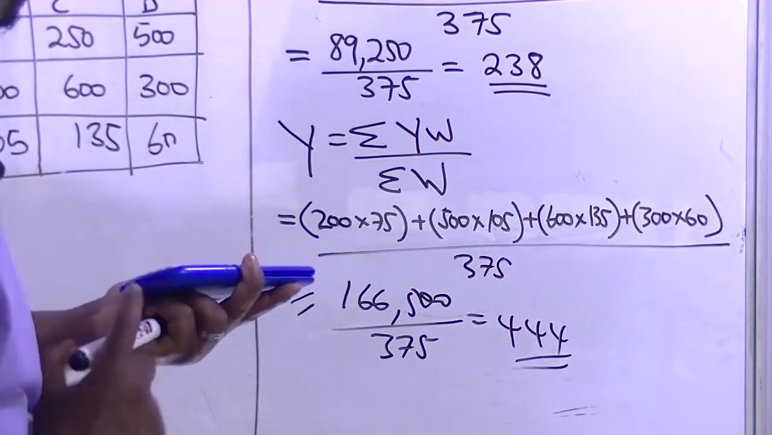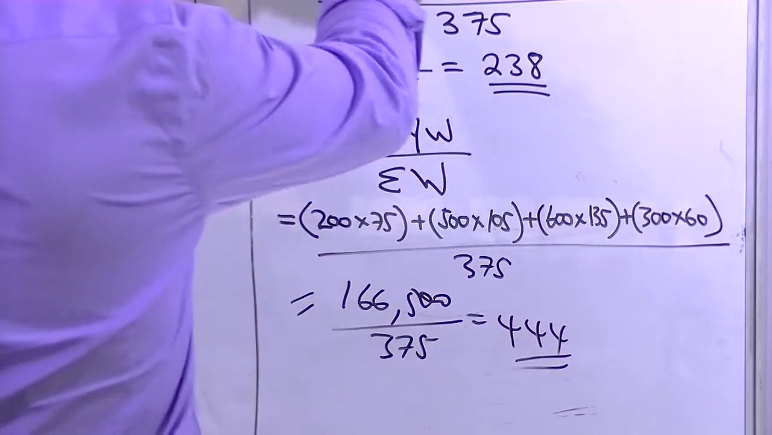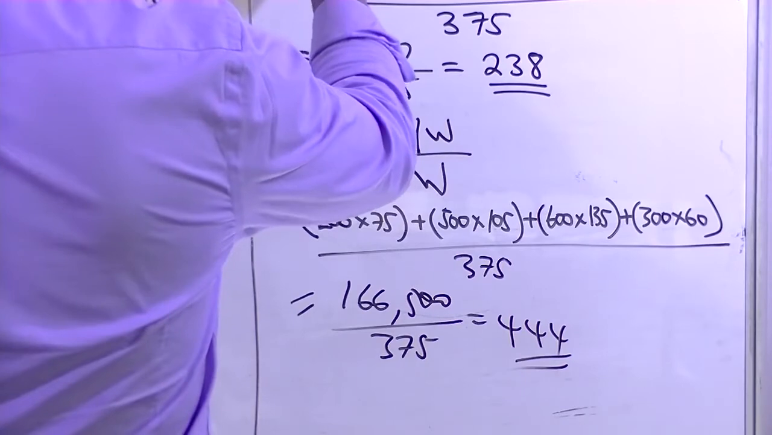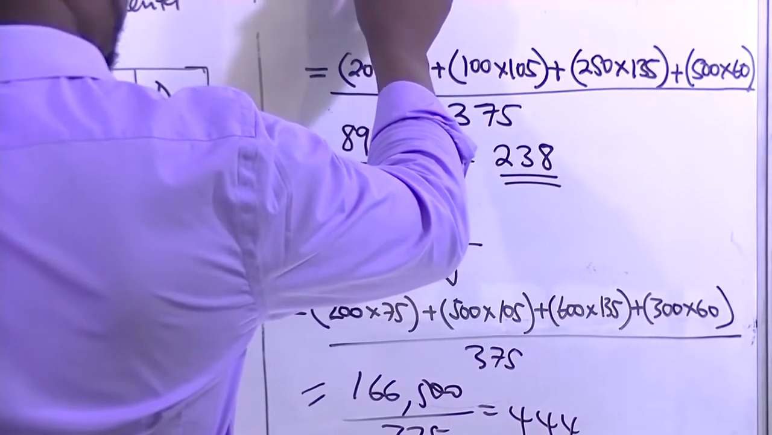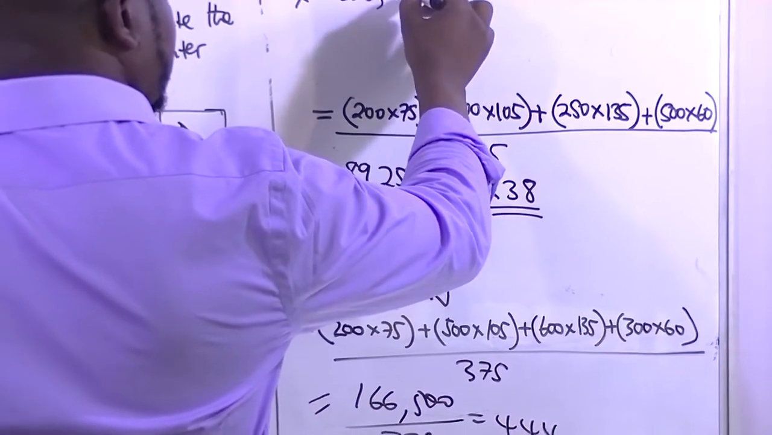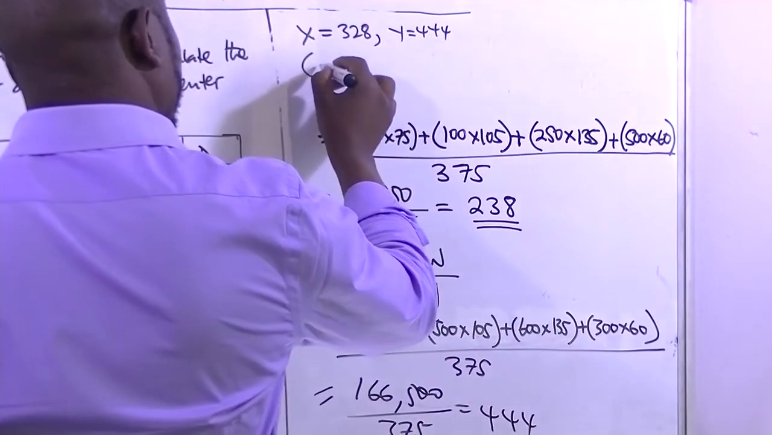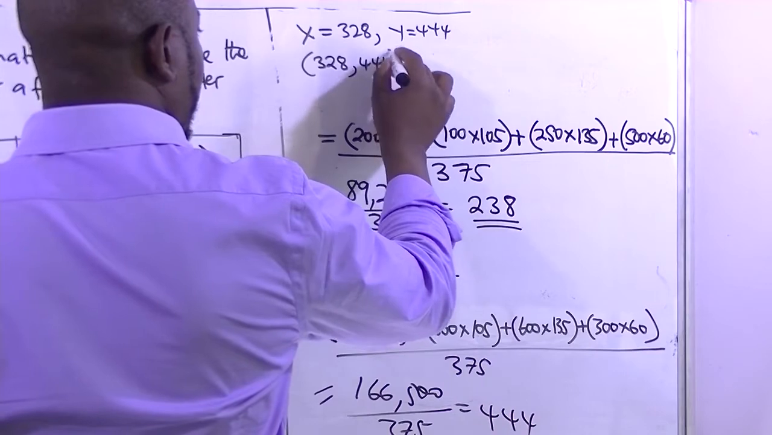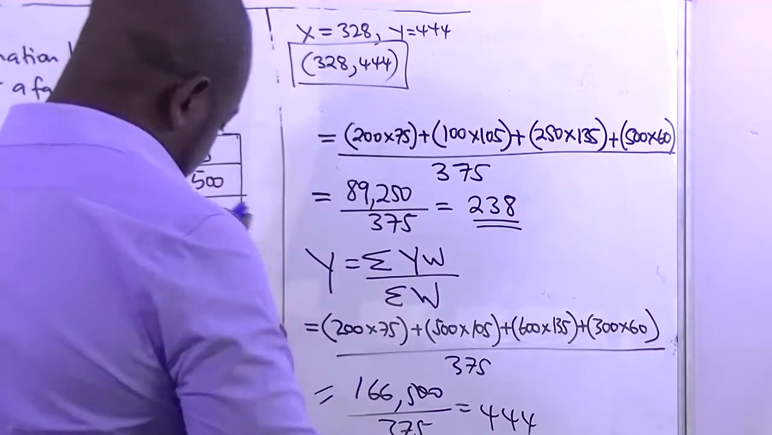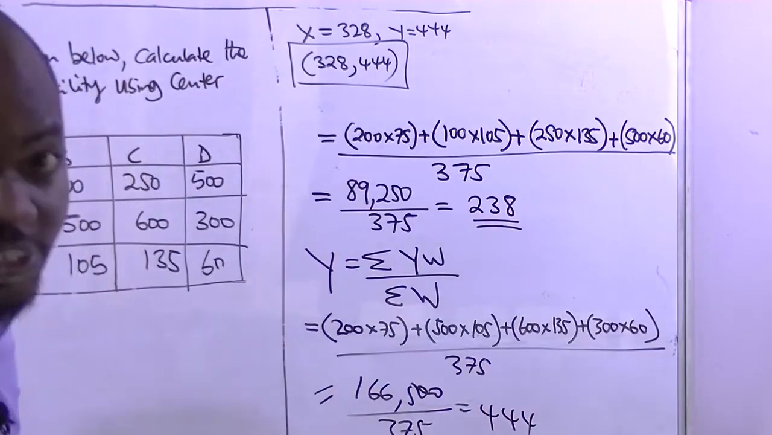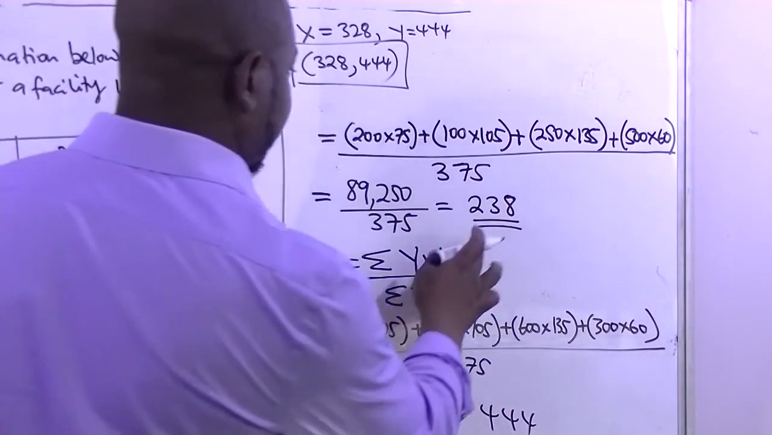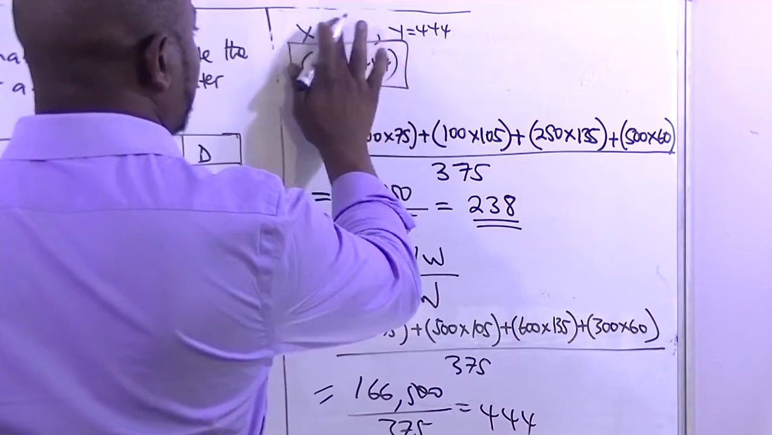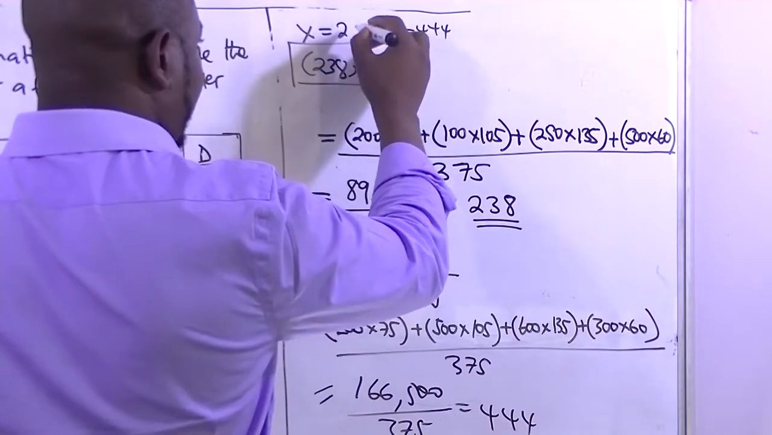So now I want to keep this solution. Maybe I can keep it on top here. I can simply say my X is 328 and my Y is 444. So these are the coordinates, 328, comma, 444. This is the ideal location where we need to put the facility. 238, sorry, beg your pardon, 238. Even there has to be 238. Error of transposition.